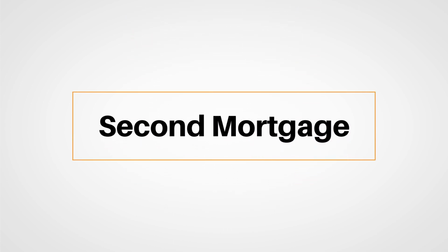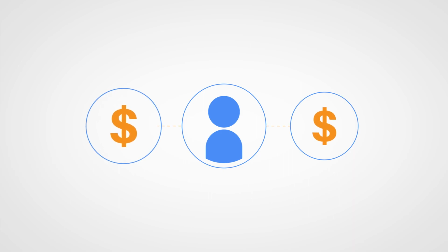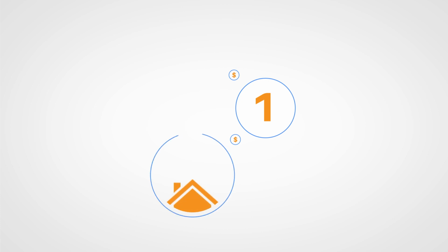Second mortgages are any mortgage loan that's secured by a property that already secures another mortgage and tend to have much higher interest rates than standard mortgages. The lien established by a second mortgage is second in line to the lien established by the first mortgage loan. This means if the borrower defaults on either mortgage loan, the holder of the first mortgage is the first to claim any proceeds from the sale of the property after foreclosure.